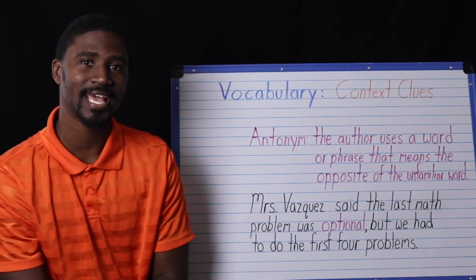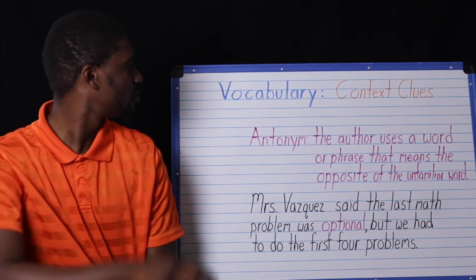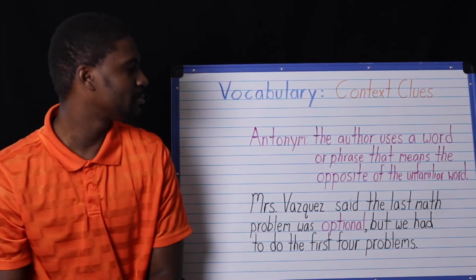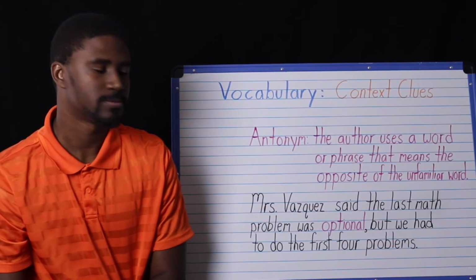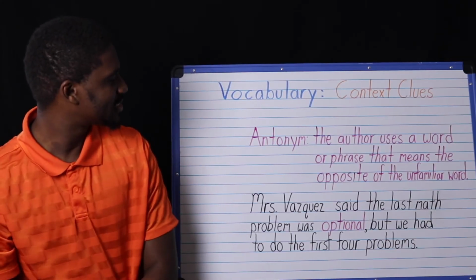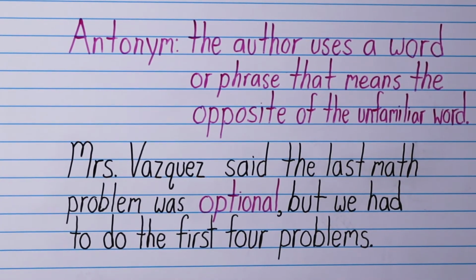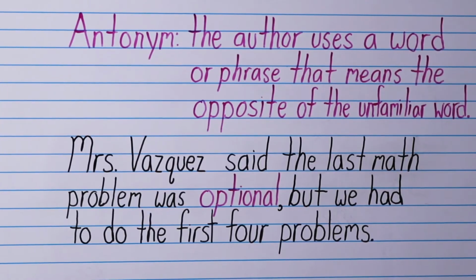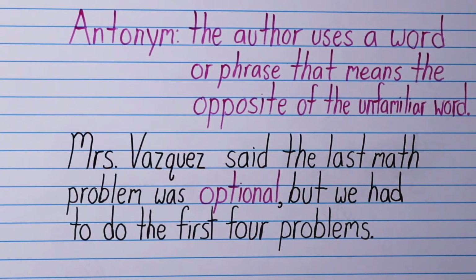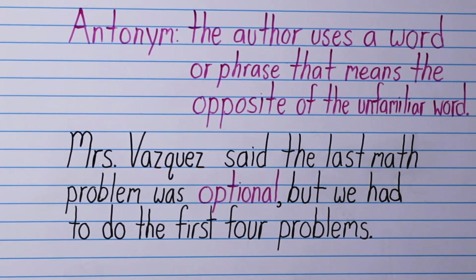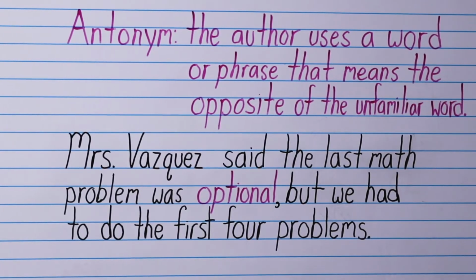Our next scenario looks at antonyms. In this example, the author uses words or phrases that mean the opposite of our unfamiliar word. Mrs. Vasquez said the last math problem was optional, but we had to do the first 4 problems. In this sentence, I understand that we are required to do those first 4 problems. We have to do them.